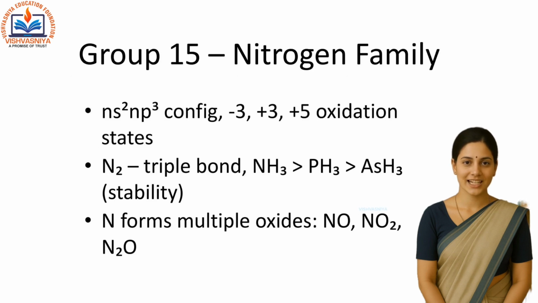Group 15, nitrogen family. Configuration: ns^2 np^3. N2 has a triple bond, very stable. Oxidation states -3, +3, +5. NH3 is more stable than PH3, AsH3, or SbH3. N forms various oxides like NO, NO2, N2O.